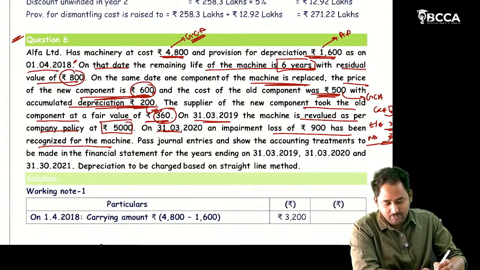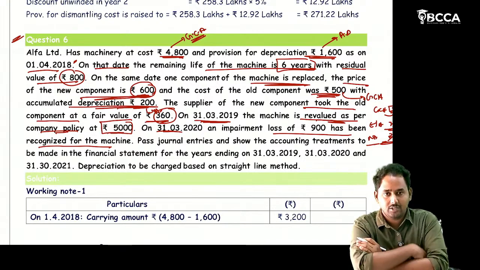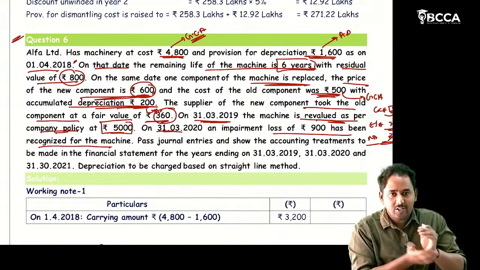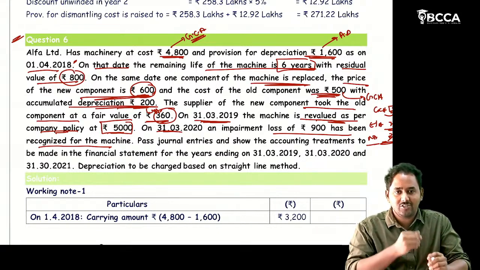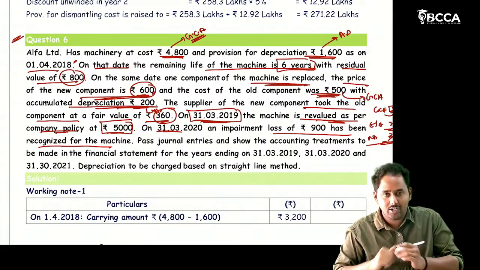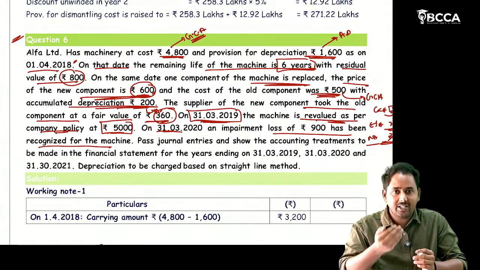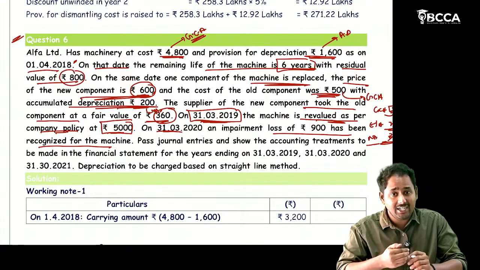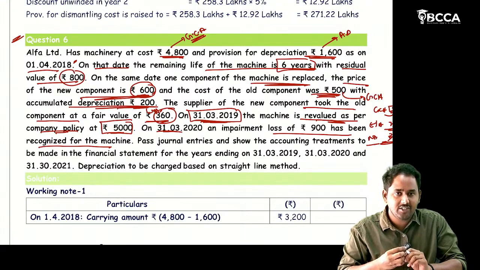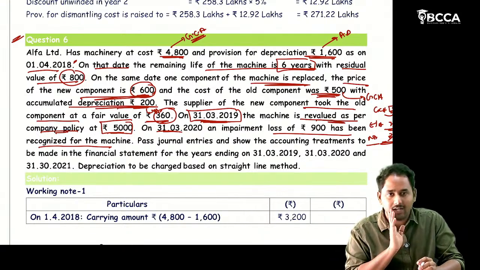So what is the information they are given? On 31st March 2019, the machine is revalued as per the company policy at 5,000. What does it mean? The machine is revalued to 5,000. So I need to provide the revaluation gain or loss, but the revaluation was made on 31st March 2019. Do I need to do the revaluation at the end of the year? No, always I need to do the revaluation at the beginning of the year. 31st March 2019 means 1/4/2019.